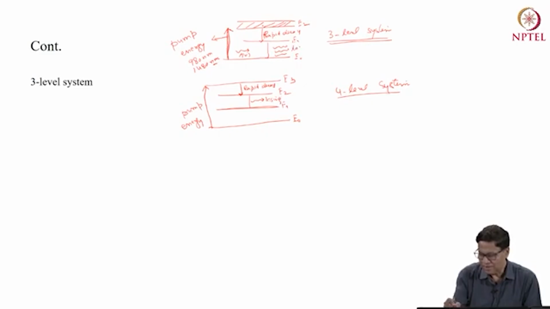I forgot to write here as lasing. And from E1 again there is a rapid decay. So this is an example of a 4-level system. The advantage of a 4-level system is that you require less pump energy to create population inversion, which is a requirement for lasing.